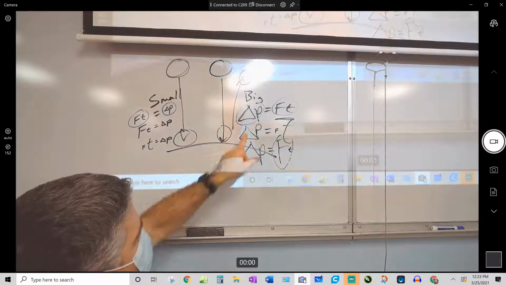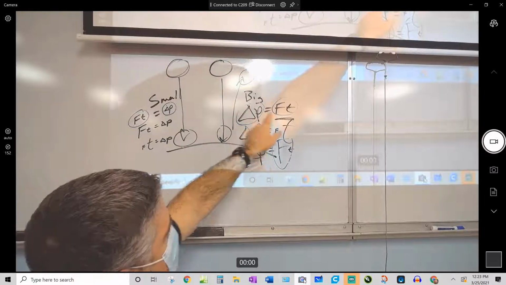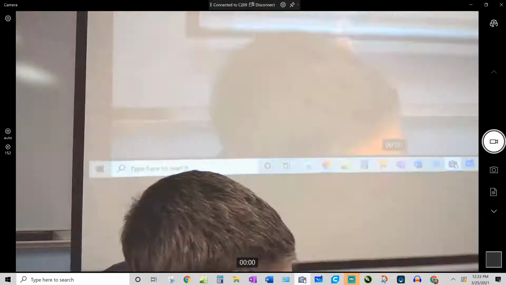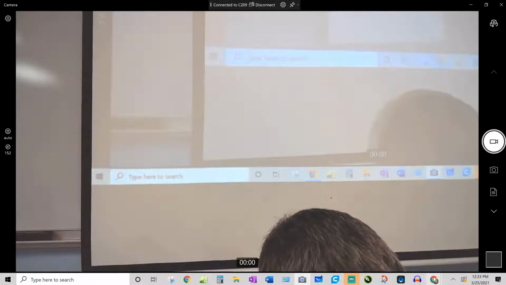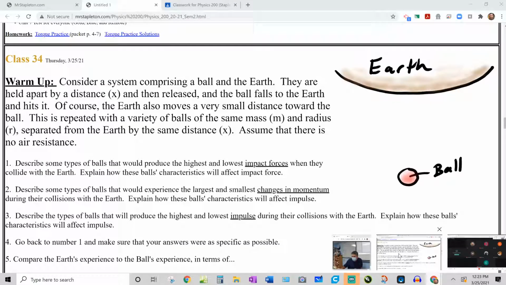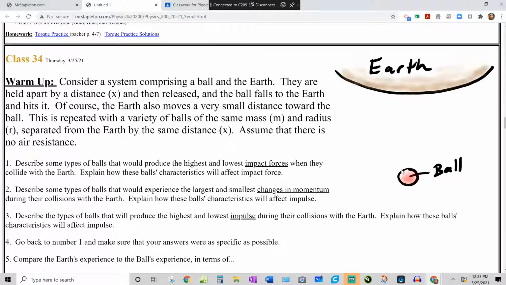Whichever one has the greatest change in momentum is going to have the greatest impulse. The greatest impulse? Not necessarily the greatest force, because it could be a soft, bouncy one where the impact time is really lengthened so the force is small. And then if you have one that doesn't bounce, its velocity would change even less.